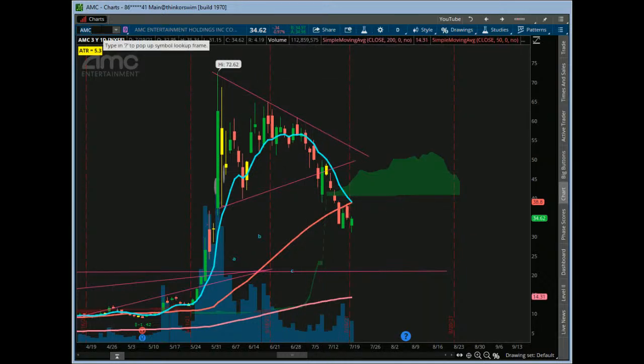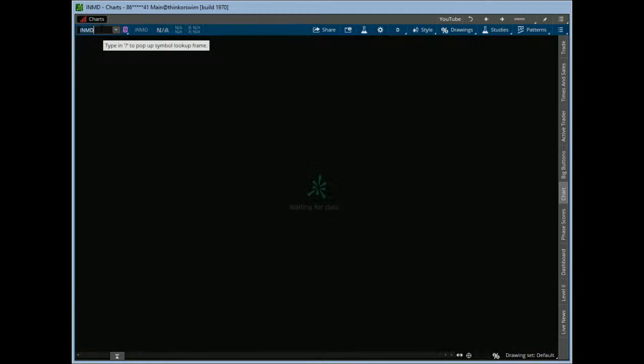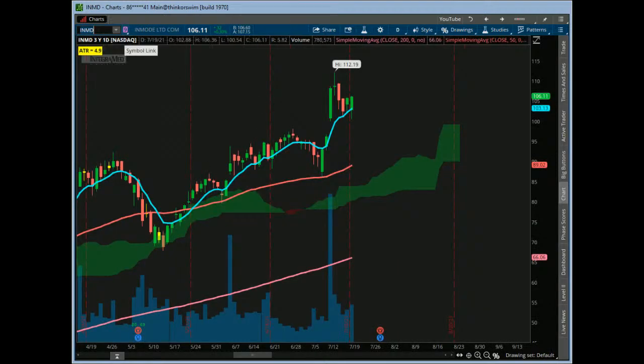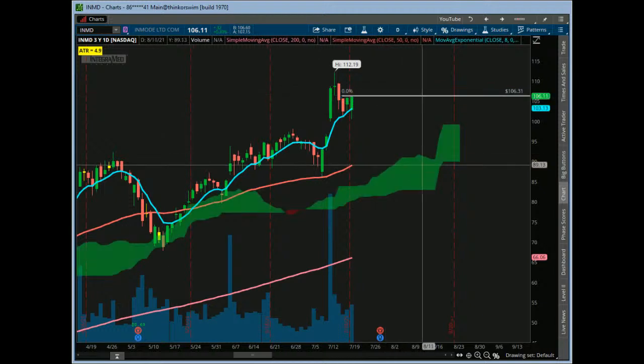And then next, let's take a look at one more here. We've got INMD. Yeah, strong candle here today. Increased volume over the 80 MA. It looks like it could push its way up. Let's see if we can get over today's highs and get going off of that. So awesome. Good stuff, guys.